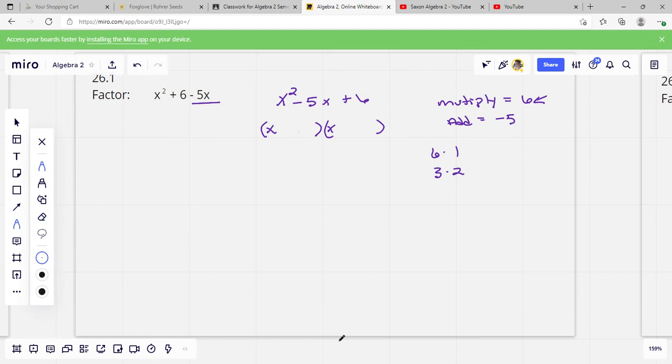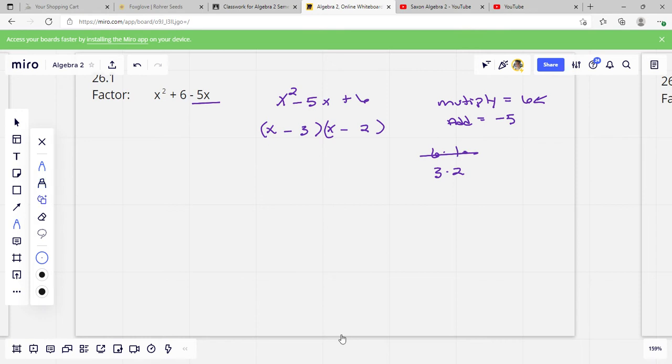If we had a negative and a negative, if we multiply those two together, we're going to get a positive number. If we had a positive and a negative, this plus sign couldn't exist. It would have to be a negative number, because a negative times a positive makes a negative. All right, so 6 is out. There's no way that we can add 6 plus 1, negative or positive, and get negative 5. So it's going to have to be 3 and 2, and they're both going to have to be negative.